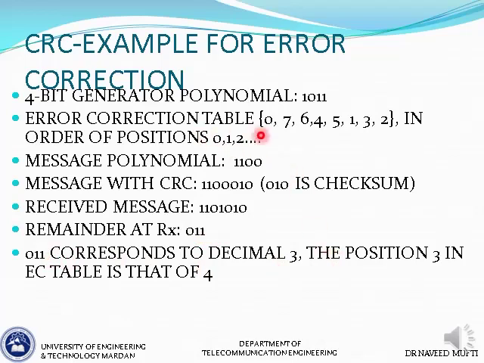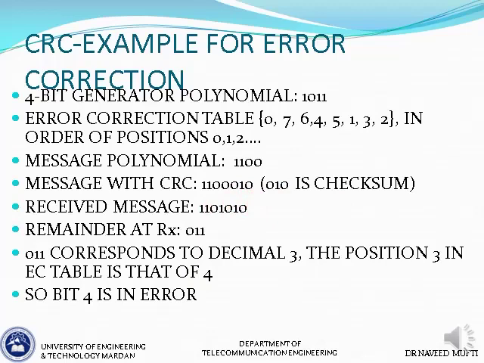And as I said, in this error correction reference table, these values are arranged in the order of positions 0, 1, 2, 3, 4, 5, 6, 7. So right now we've got this remainder here. This converted to decimal represents 3. So we are talking about position 3. When we look at position 3 in the error correction table, 0, 1, 2, 3, that's 4. So that is the value of 4. That means bit number 4 is in error. So in our received sequence, bit number 4 is in error, this bit here.